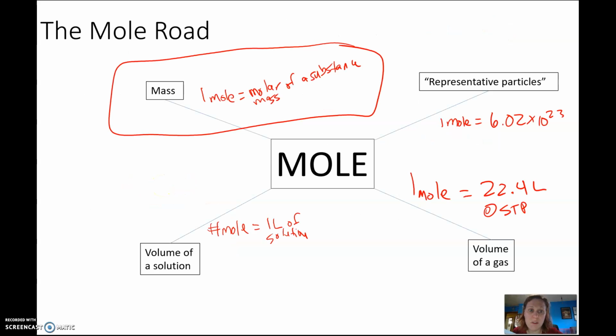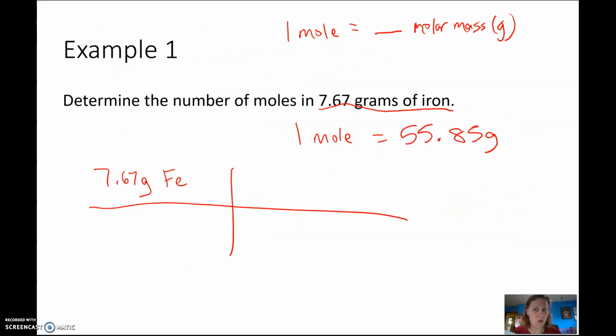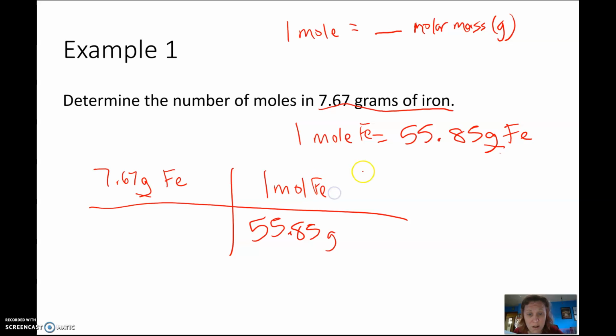Let me go back to the mole road really fast. What if I went from here, mass to mole? Then that would be a 2-step conversion. If you keep the units in, then you'll know. So this really should say 1 mole of Fe is 55.85 grams of Fe. So where do those numbers go? Grams, grams. 55.85 grams is 1 mole, still Fe. So math-wise, multiply across, divide by the bottom.